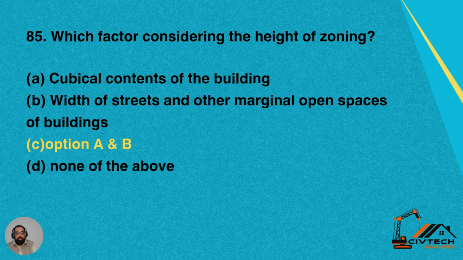Both of these factors are considered when defining the height of the zones: the cubical content of the building, as well as the width of the front and back streets of that building and other marginal open spaces available around the building.